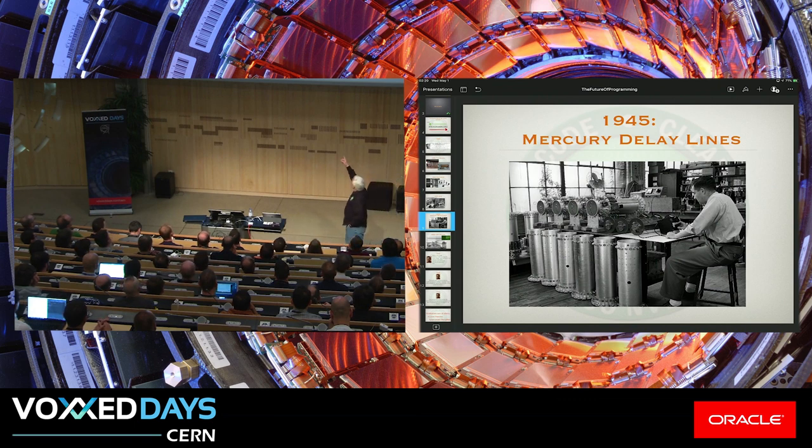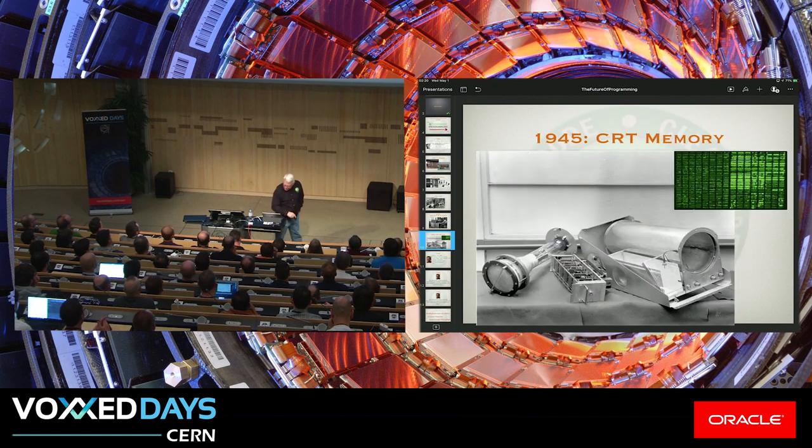A mercury delay line is a big tube of mercury, and you put a speaker on one end and a microphone on the other, and you pump bits into the speaker, and the sound waves move through the mercury, and the microphone picks it up, and then you recycle it. So it's rotating memory. But they couldn't get that to work because every time a truck drove by, it would shake the mercury and mess up. So eventually they used CRT memory, cathode ray tube.